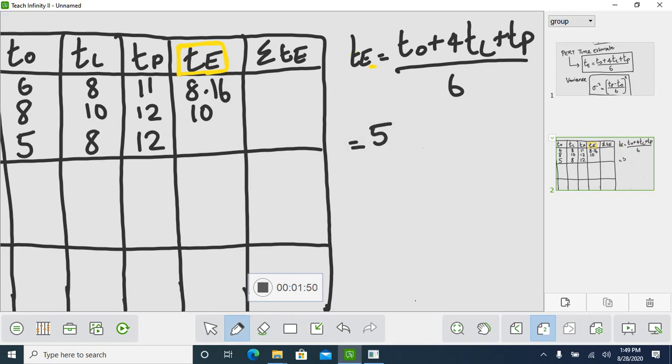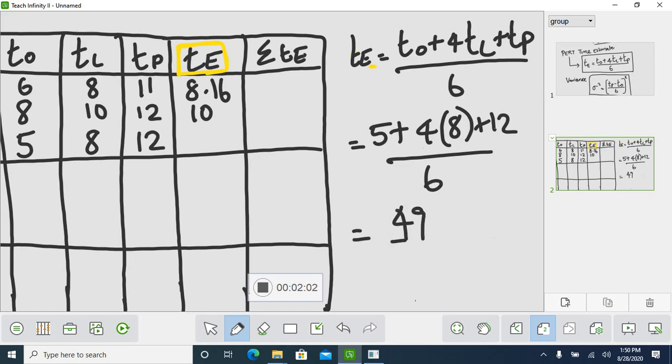Five plus 8 plus 12, divided by 6. That is the same. 49 divided by 6 equals 8.16. So this is your expected time for the activity.